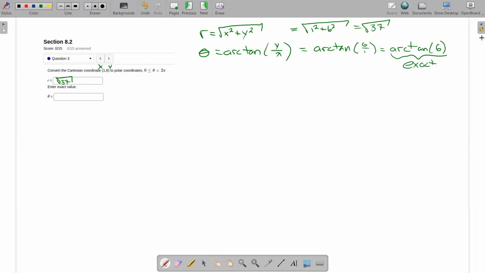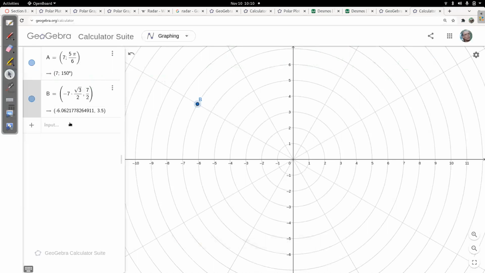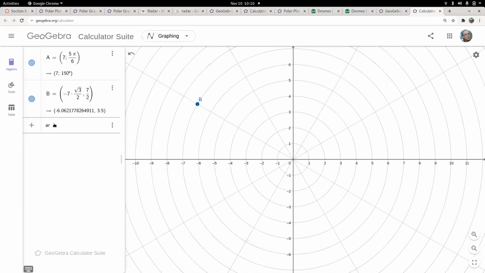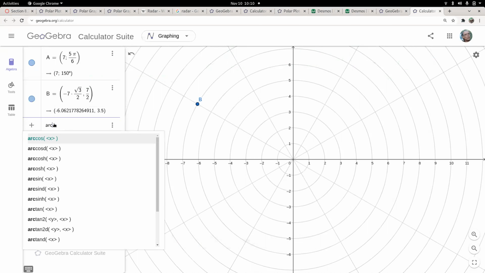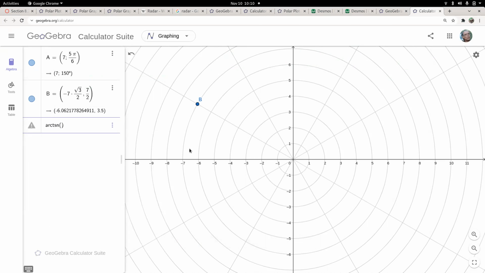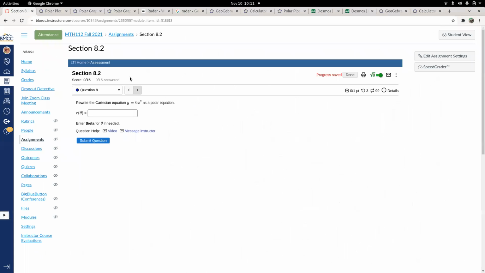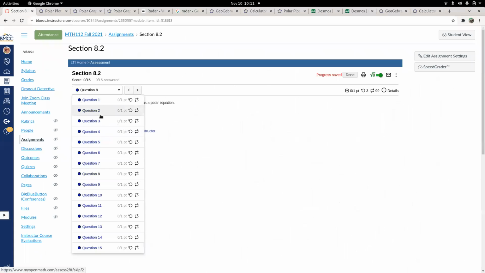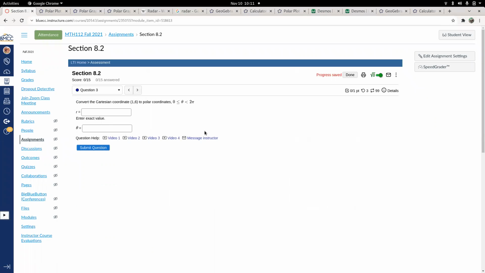So I'm going to check this, show desktop. And what is the arctan of 6? GeoGebra defaults to degrees. So let's check what my problem had. This was number 3.